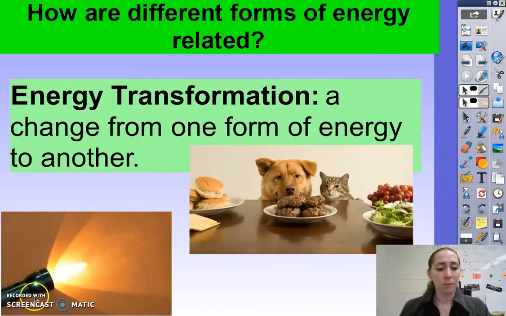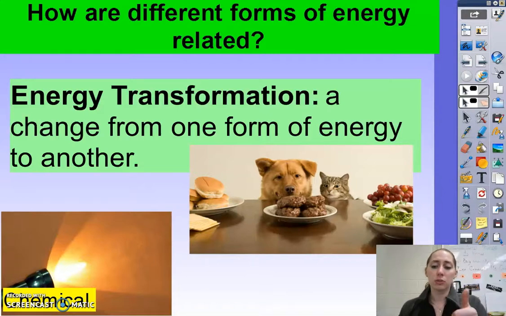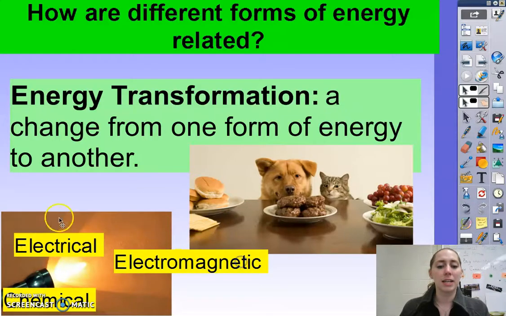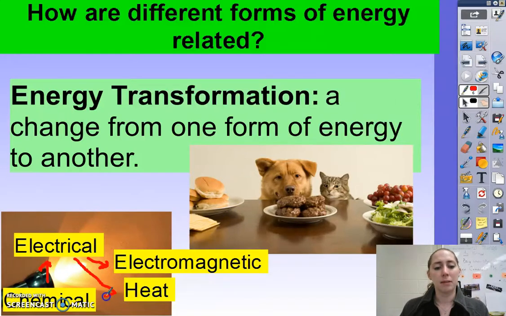For example, here we've got a battery-powered flashlight. In the battery, there's chemical energy. That chemical energy, when you turn on the switch, becomes electrical energy. That electrical energy in the light bulb and the filament gets converted to electromagnetic energy, light, as well as some heat. So our energy transformation goes from chemical to electrical, electrical to electromagnetic, and after a bit of time, electrical to heat, as well as electromagnetic to heat.